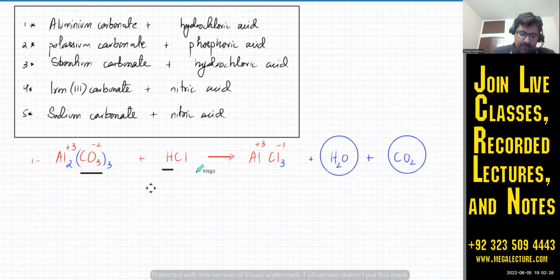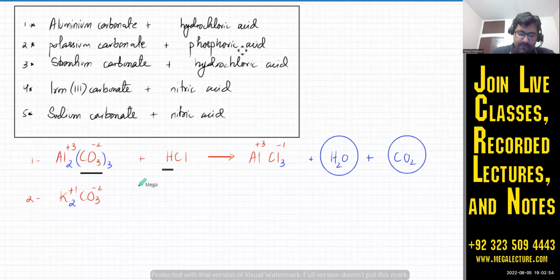So let's do the second one. Number 2, that's potassium carbonate. So what is potassium carbonate? Potassium is group 1, so +1. Carbonate is CO3 with a charge of -2. If you do crisscross, it's going to be K2CO3. That's potassium carbonate. And it's reacting with phosphoric acid.